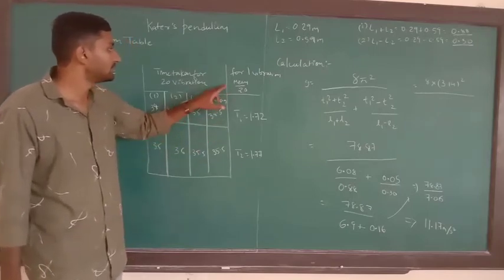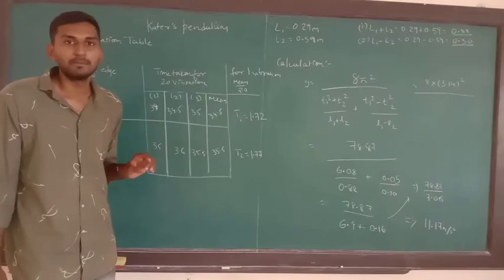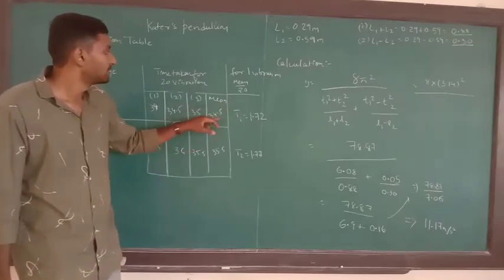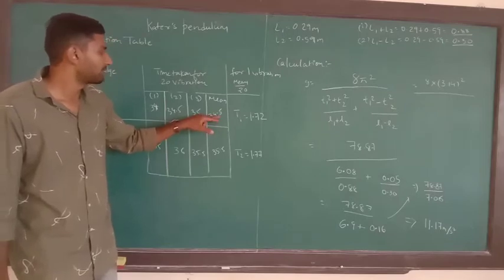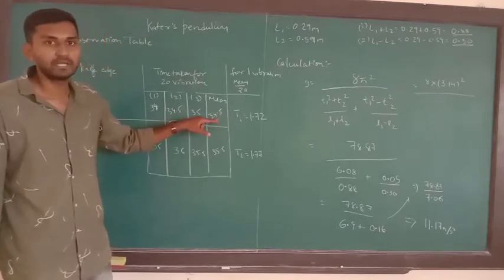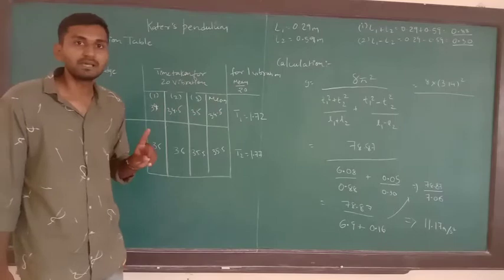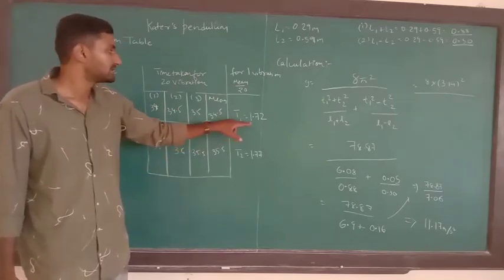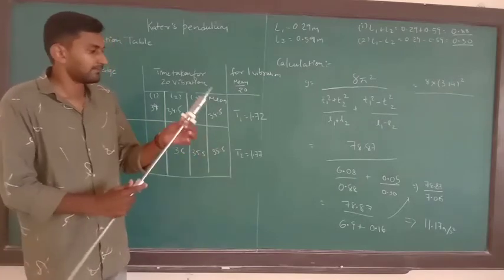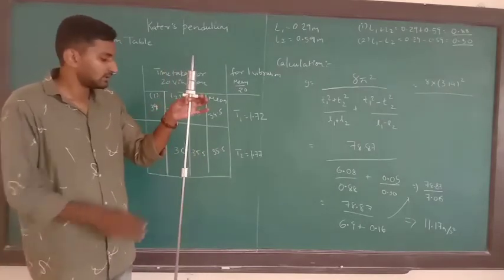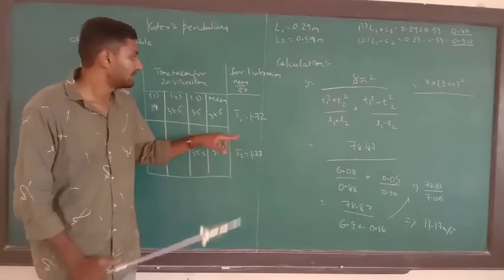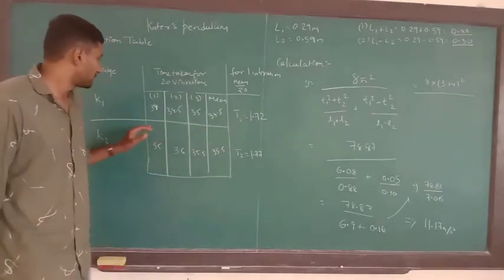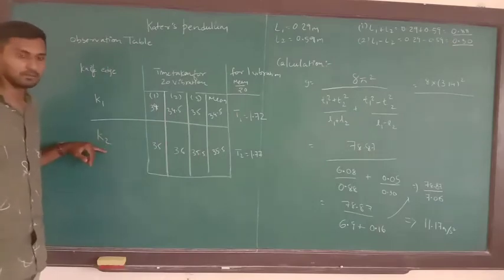Now we will find how much time it will take per vibration. For per vibration, we will divide 34.50 by 20, which gives how much time one vibration will take: 1.72. That means if we put the iron rod like this, one vibration will take 1.72 time.